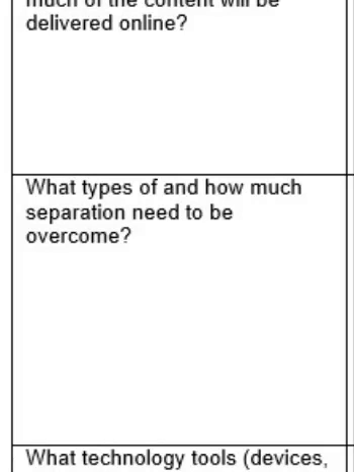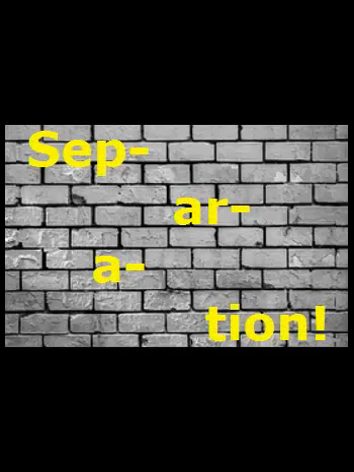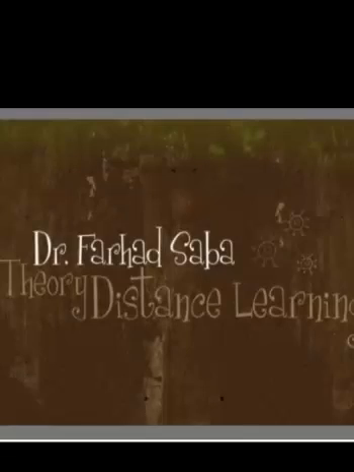What types of and how much separation need to be overcome? The concept of separation is critically important and drives many instructional design decisions. As Dr. Saba stated in regards to Moore's theory of transactional distance, the more separation, the more structure that is needed. What does that mean?